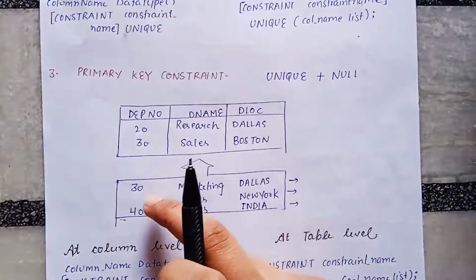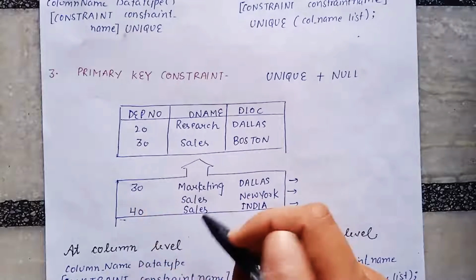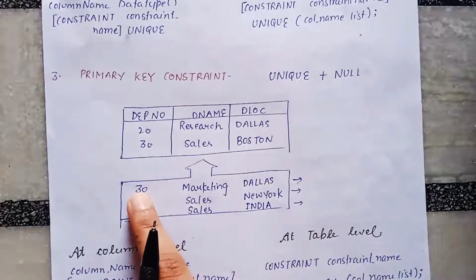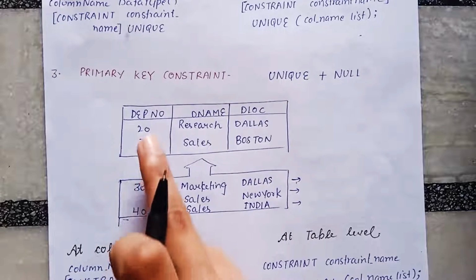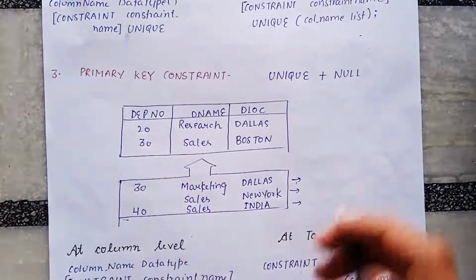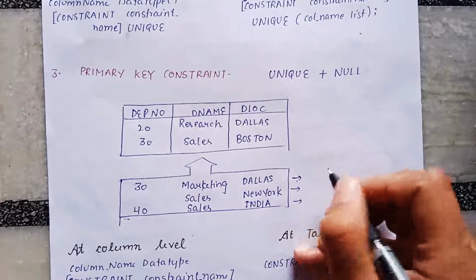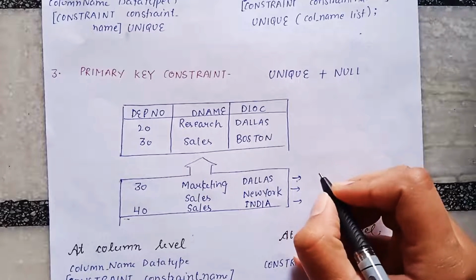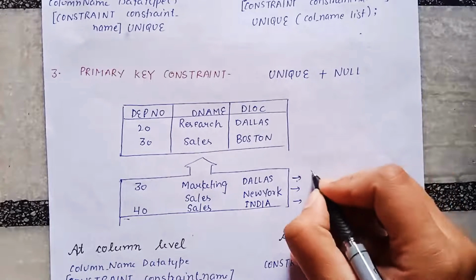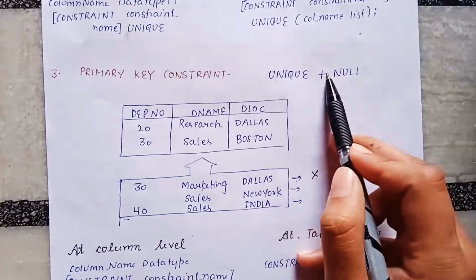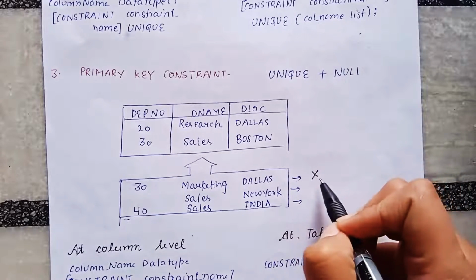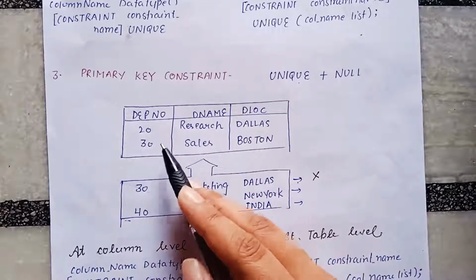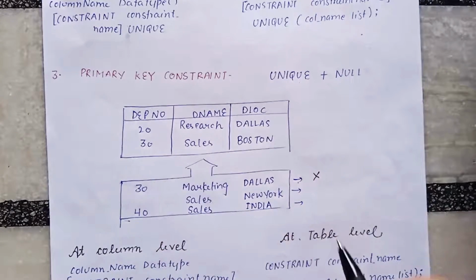Let's suppose in this column, if we try to enter this record, it consists of 30. Now we can see that 30 also exists in this column, so it is going to affect the unique key constraint. It is going to violate the unique key constraint, so it will not be allowed. Both these constraints should be true. So it is not following the unique key constraint because the value is repeating. 30 is also present in this department number, so it is not allowed.